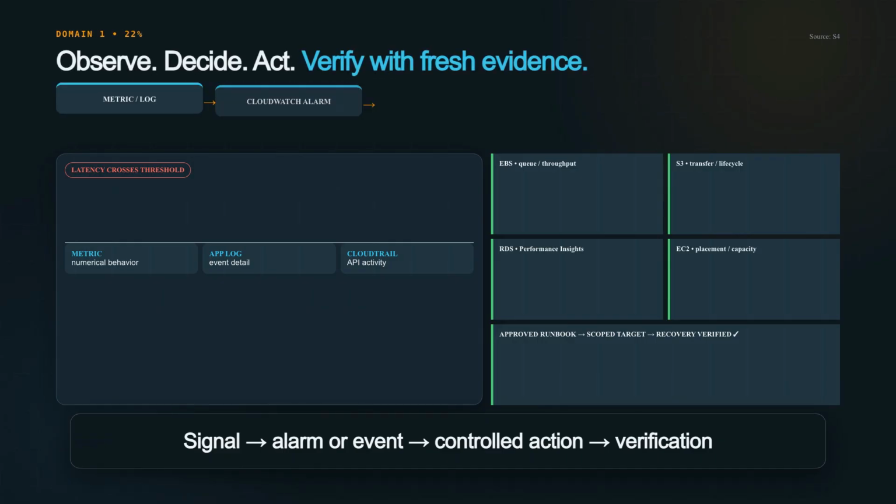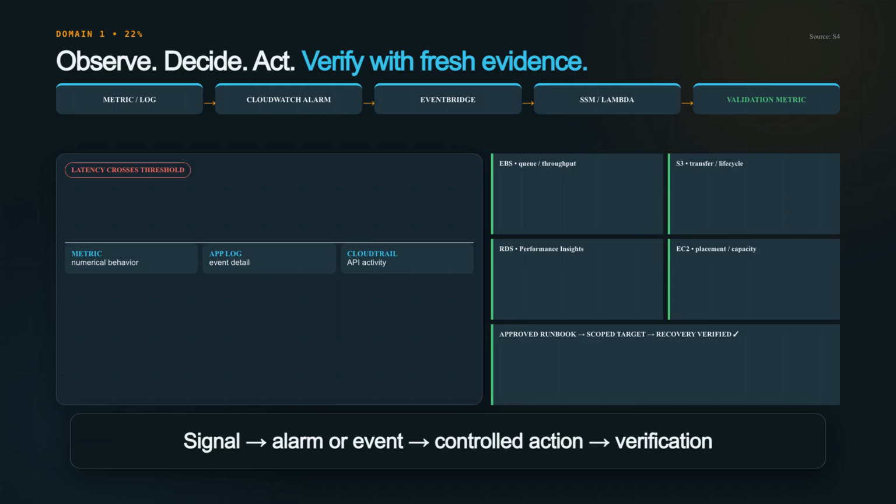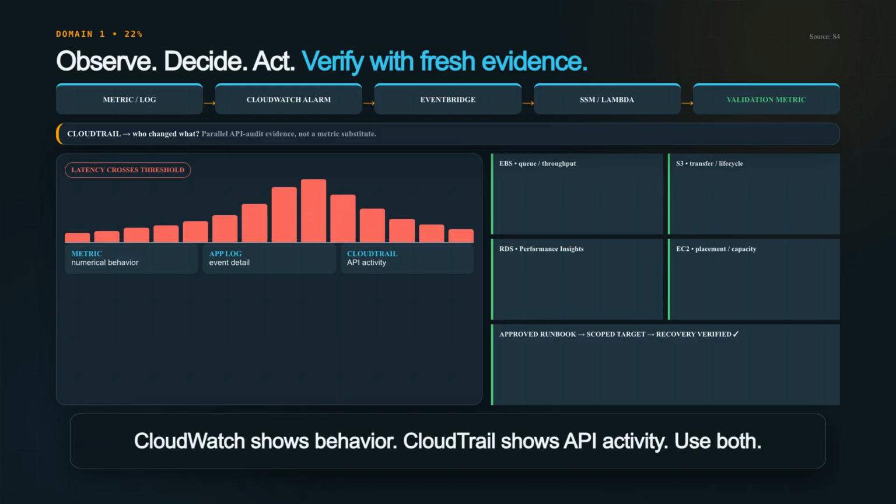Domain 1, at 22%, covers metrics, alarms, logs, remediation, and performance tuning. Learn the evidence chain. CloudWatch collects operational signals, CloudTrail records API activity, an alarm or EventBridge rule makes a decision, Lambda or a Systems Manager automation runbook takes action, then fresh metrics verify recovery. For our slow application, a latency alarm can route through EventBridge to an approved runbook while the operator checks who changed the system in CloudTrail.